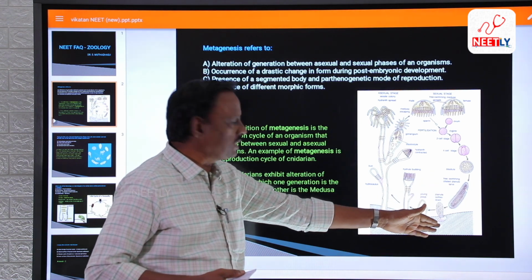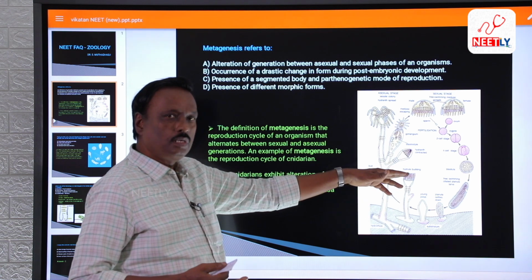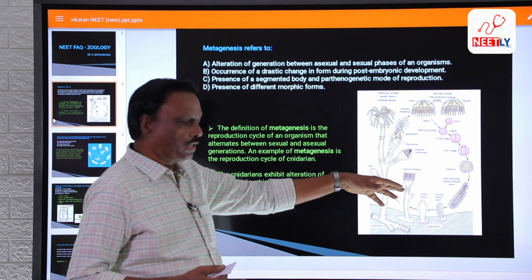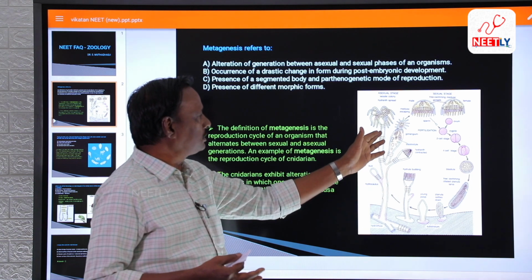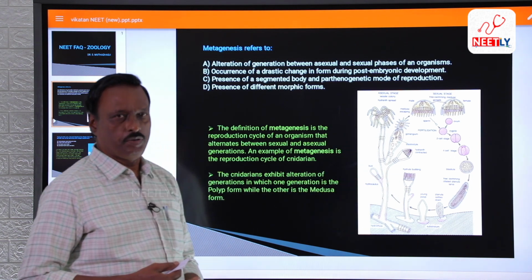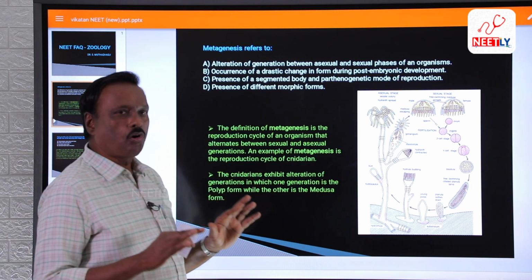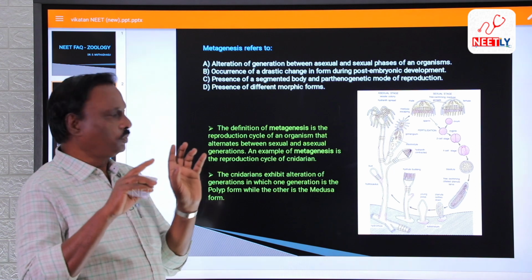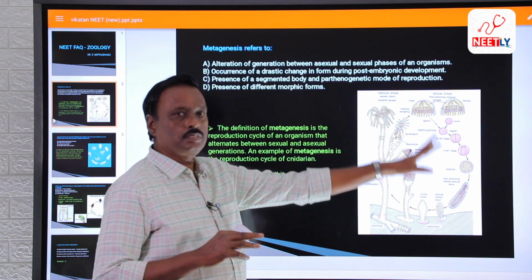This planula larva settles on the substratum and then it grows, and by vegetative reproduction, also known as asexual reproduction, it produces a number of branches and then a new colony is formed. So metagenesis is nothing but the alternation of generations, whose life cycle constitutes two phases, the asexual phase and the sexual phase.